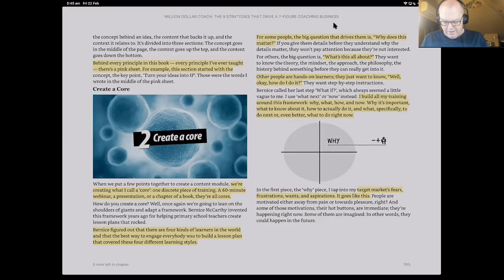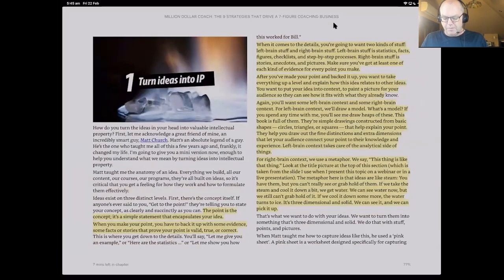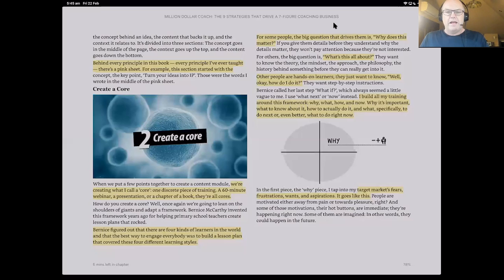Hopefully he'll explain. You might notice that Taki in the first section is turning ideas into IP, using the technologies and recipes of a master chef, Matt Church. Then in Create a Core, he's come up with this cool name, but this is a framework by another master chef, Bernice McCarthy. Bernice figured out there are 4 kinds of learners in the world, and the best way to engage everybody is to build a lesson plan on these 4 different learning styles, which is great.